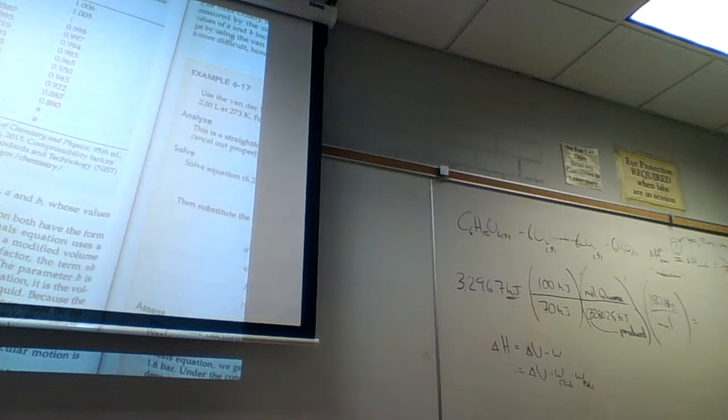So let's see how many grams of glucose. This is 3296.7 times 100 divided by 70, divided by 2802.5, times 180.18. This is equal to 302.79 grams of glucose.